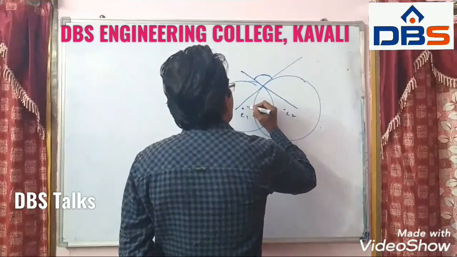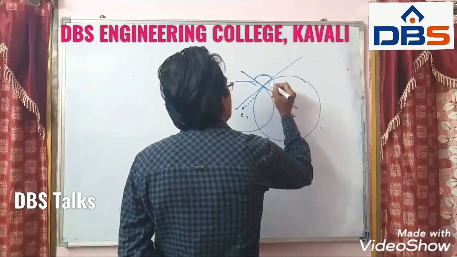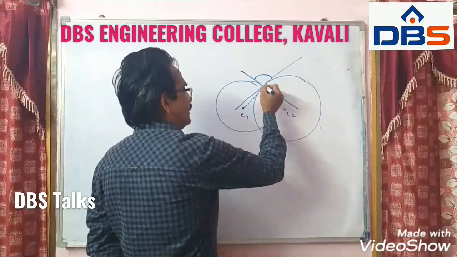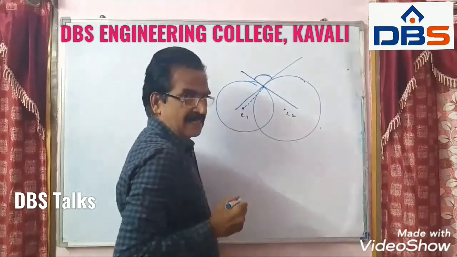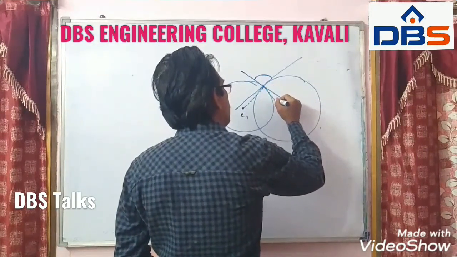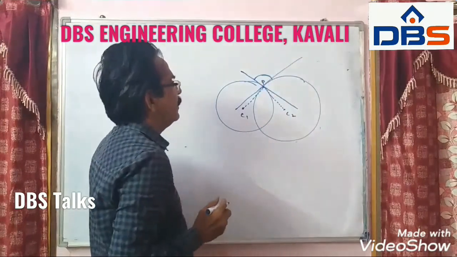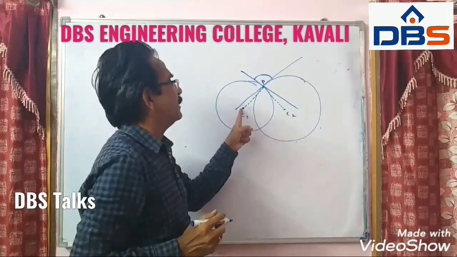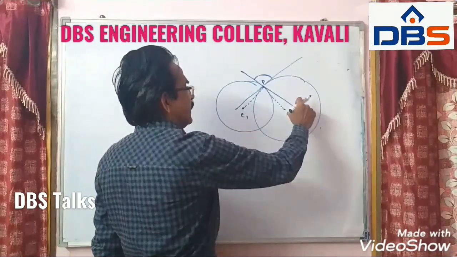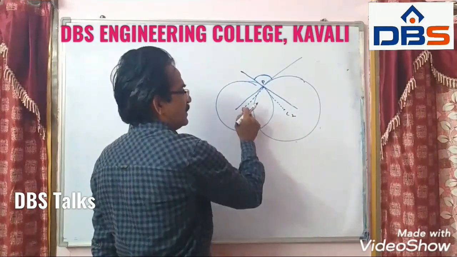See friends, this is a center. The line joining the center and the point of contact is perpendicular to this line. You know that thing. Say suppose this is some P. PC1 will be perpendicular to this line. This is a tangent, friends. PC1 is the radius.